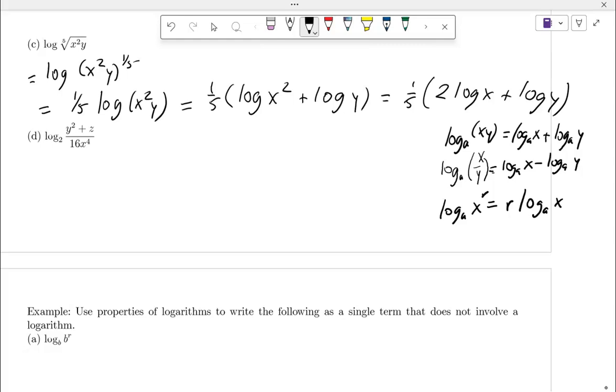All right, so let's look at this last example. What do you notice first? What operation do you notice first on the inside of the logarithm here? What's kind of the big operation going on first? Division, right? So we can rewrite this as log base 2 of y squared plus z minus log base 2 of 16x to the fourth, right? Log of the top minus the log of the bottom.